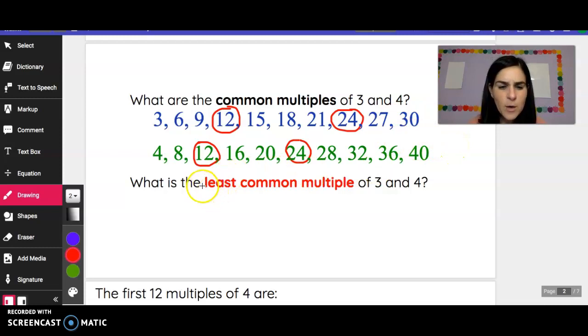Now I want to find what's the least common multiple of 3 and 4, meaning what's the smallest multiple that they have in common? Well, that would be 12, because that was the first one that we found.